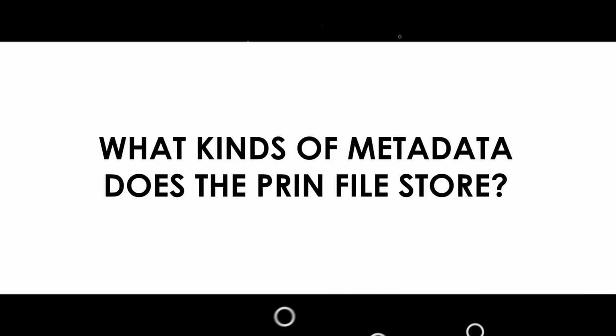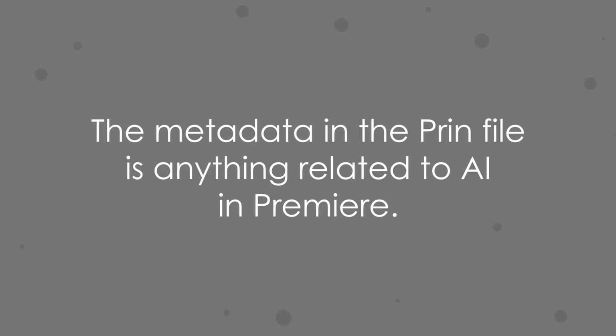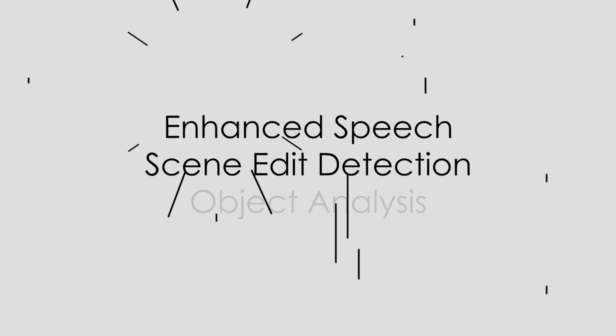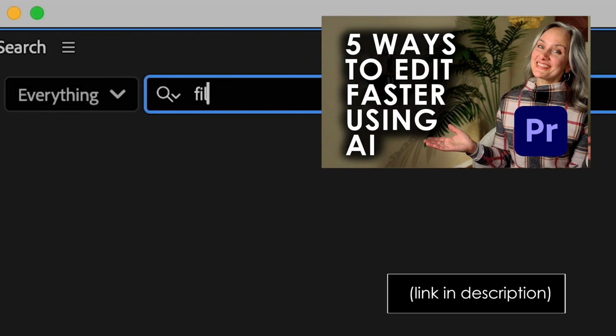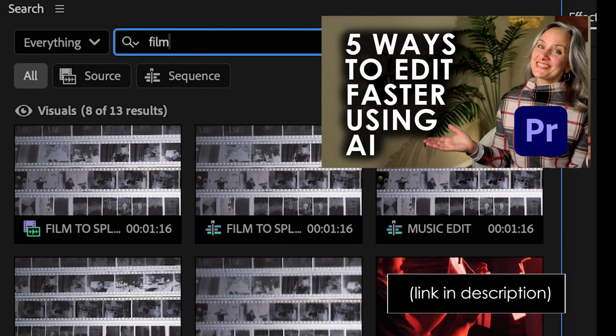So, what kinds of metadata does the Prin file store? The metadata in the Prin file is anything related to AI in Premiere. There are several tools that use AI. Stuff like enhanced speech, scene edit detection, object analysis, etc. If you'd like to know a little bit more about some of these AI features in Premiere and how to use them, check out my video, 5 Ways to Edit Faster with AI in Adobe Premiere. I'll leave a link in the description.